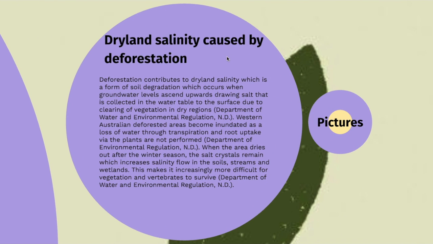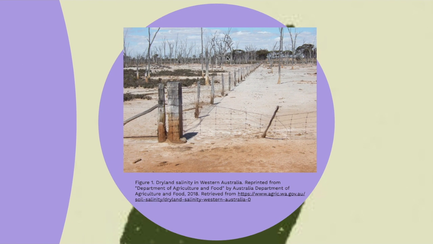Deforestation contributes to dryland salinity, which is a form of soil degradation which occurs when groundwater levels ascend upwards, drawing salt that is collected in the water table to the surface during clearing of vegetation in dry regions. When the area dries out after the winter season, the salt crystals remain, which increases salinity flow in the soils, streams and wetlands. This makes it increasingly more difficult for vegetation and vertebrates to survive.